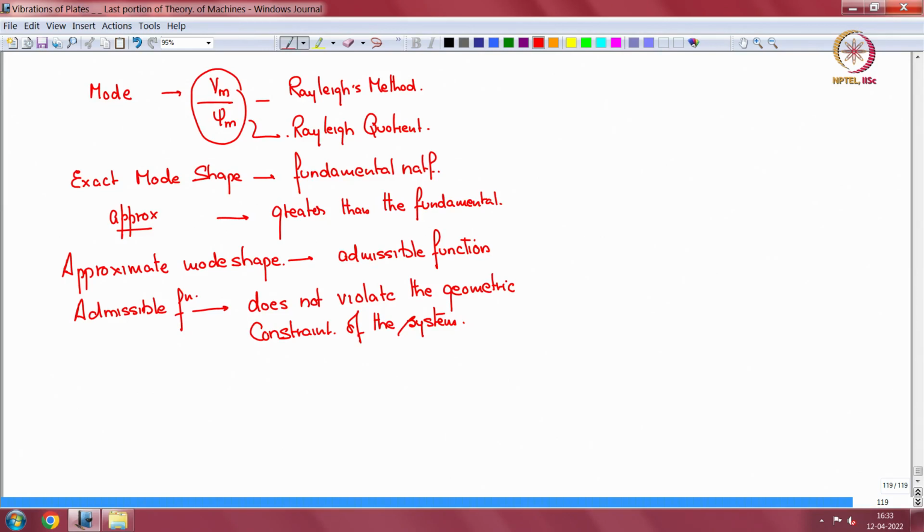Such a shape is called an admissible function. Now we are at the end of our time. I will close the lecture here. We will continue from here in the next class.